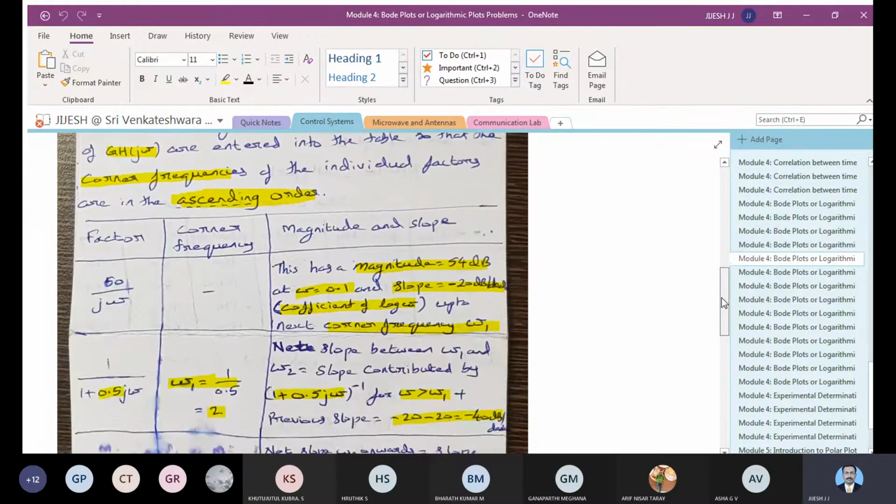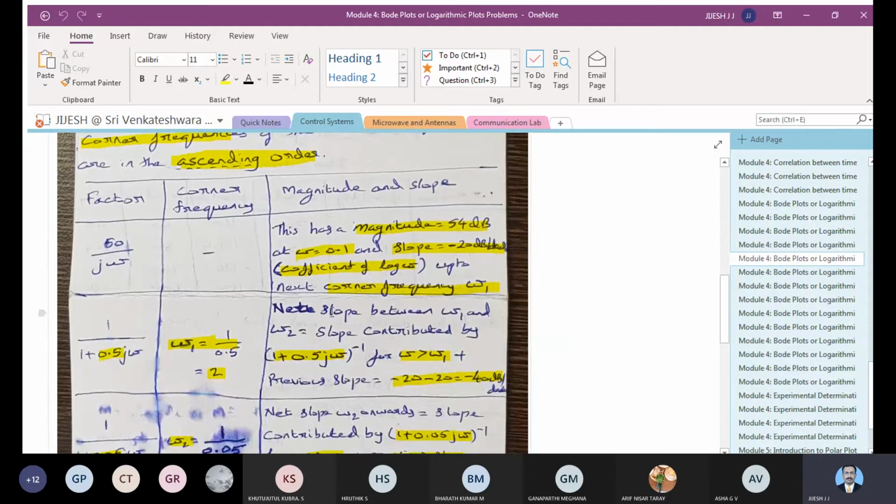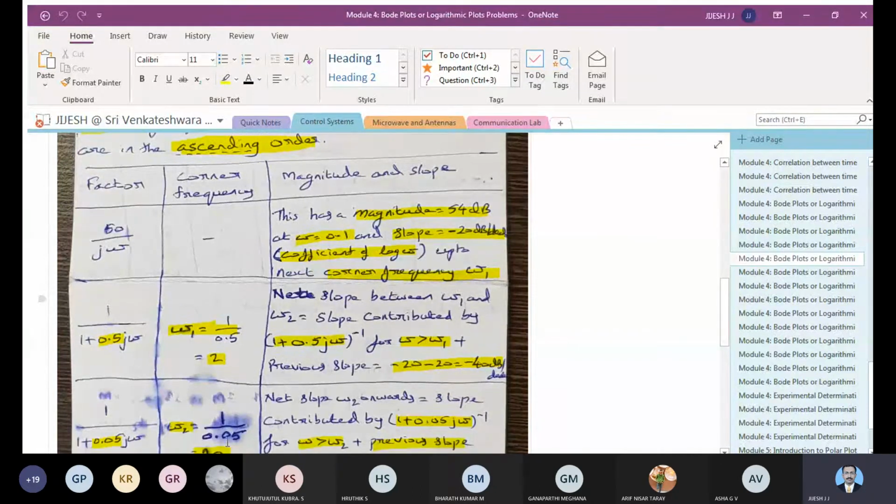So you plot till the next corner frequency, that is 2, and for the next one the previous slope gets added. Since the term is in the denominator, it has a slope of minus 20, and the previous slope is also minus 20, so the total slope will be minus 40 dB per decade for the second term, and this continues until the next corner frequency, that is 20.